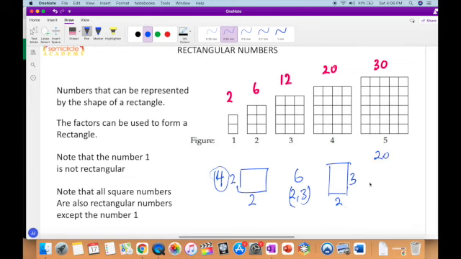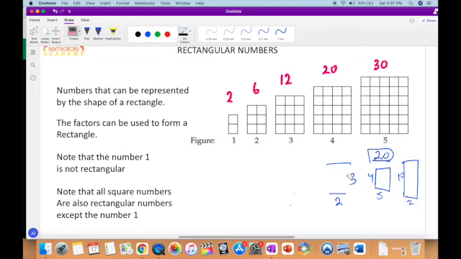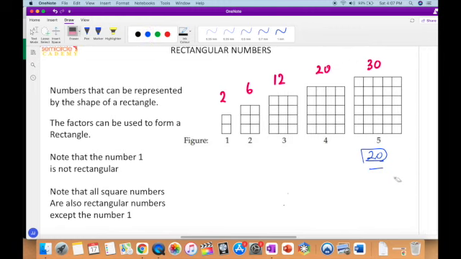20, right? 20 could be a rectangle with 5 times 4, or it could be a rectangle with 10 times 2. So 20 is definitely rectangular, right? So once you have factors, then you could multiply those factors or arrange them in a rectangle. We call them rectangular numbers, numbers that can be represented by the shape of a rectangle.